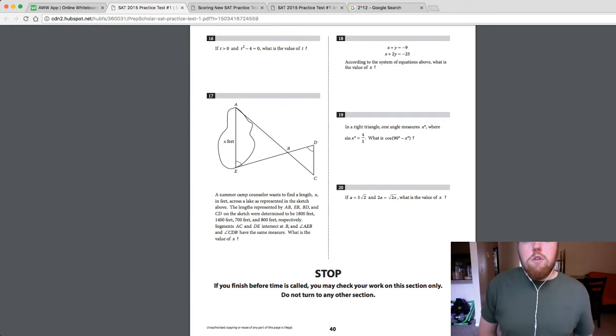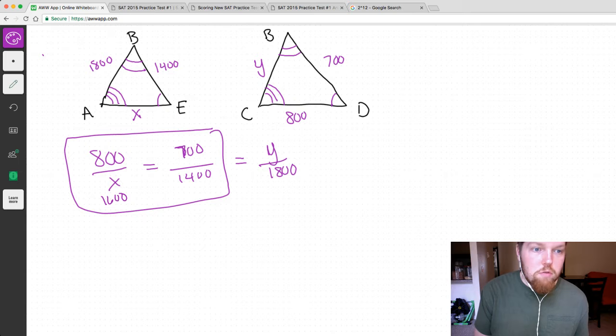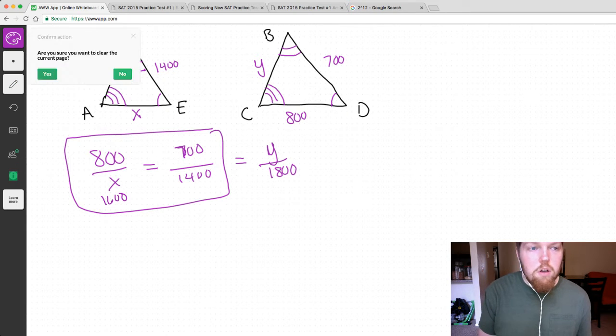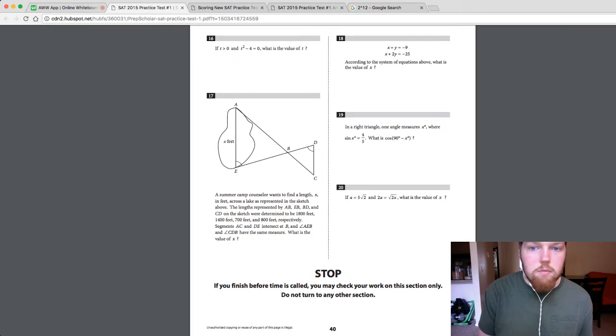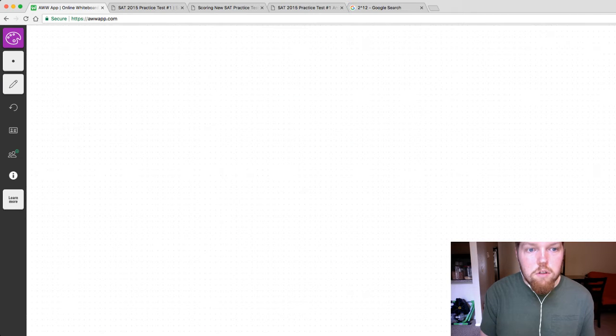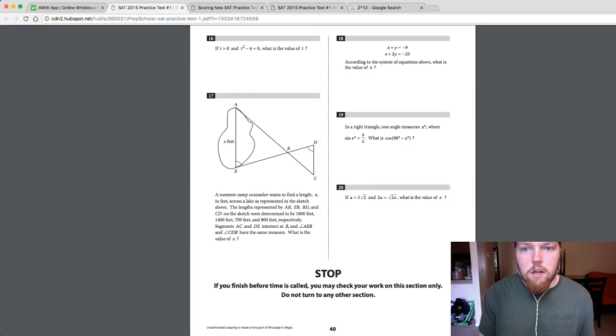Okay, system of equations for problem 18. According to the system of equations above, what's the value of x? So we have worked one of these problems out before. But in order to work out a system of equations, x plus y equals negative 9, and x plus 2y equals negative 25.